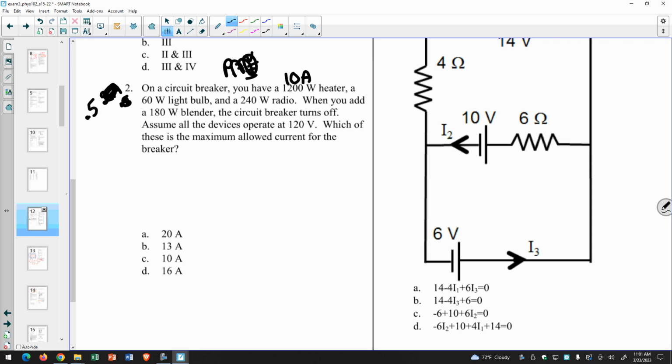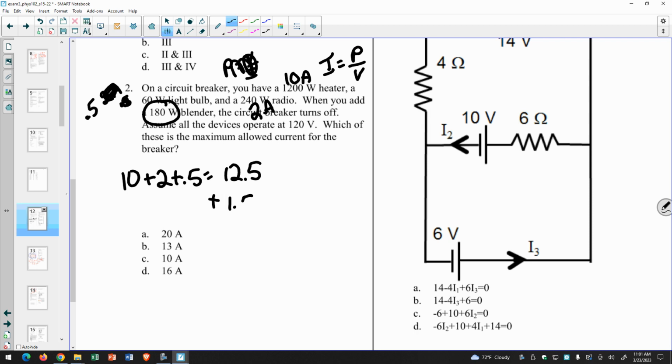Yeah, I got this wrong. I is equal to P over V. So 60 over 120, that's 0.5. And here, 240 over 120, that's 2 amps. So I have 10 plus 2 plus 0.5 is equal to 12.5. And then I add this 180 watt blender, which is 1.5. I add 1.5, and that's 14 amps. So somewhere between 12 and a half and 14 amps, which is 13, that's where the circuit breaker kicks off.